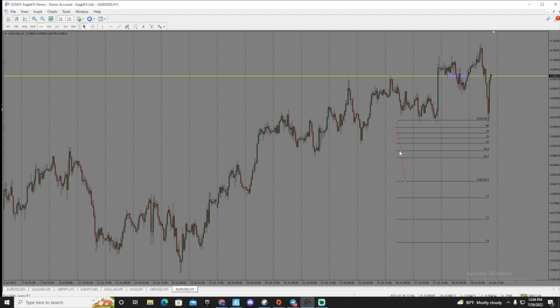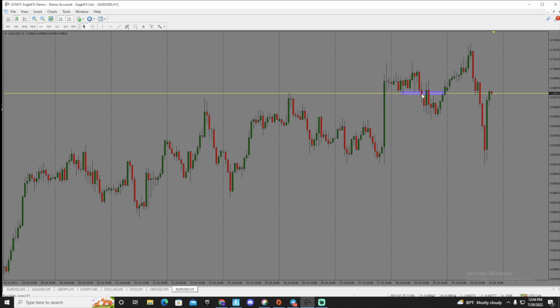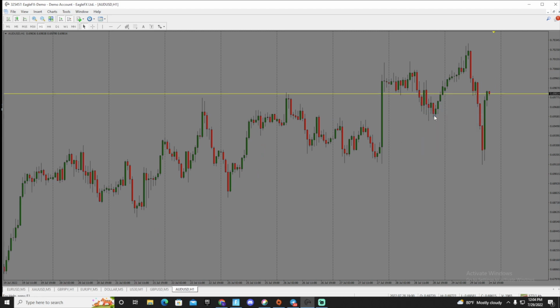It's just more simple. All right, so now the way that I use my FIB is I like to use the FIB for break and retest, and I also like to use it for basic retracements. So let's look at the chart and I'm gonna show y'all exactly how you can use it.